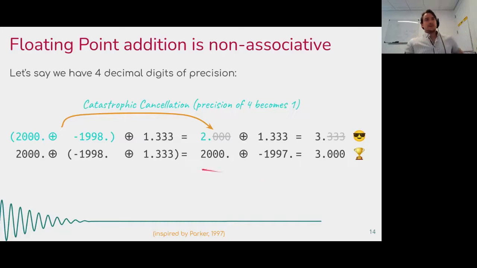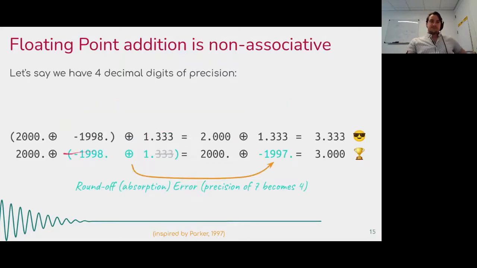So in the first case, we start off with 2000, we subtract 1998, and we end up with 2 point a bunch of zeros. But we don't really know what's beyond this point because we don't know what's beyond the decimal point in either of the original numbers. So we end up having digits that are imprecise. These are not known values, so we end up taking 4 digits of precision and turning them into 1 digit of precision. This is called catastrophic cancellation. So we've lost a lot of information. Even when we add our 1.33 at the end, because we don't really know what those zeros are, we don't know if we can trust those 3s. So in this case, again, we end up with 1 digit.